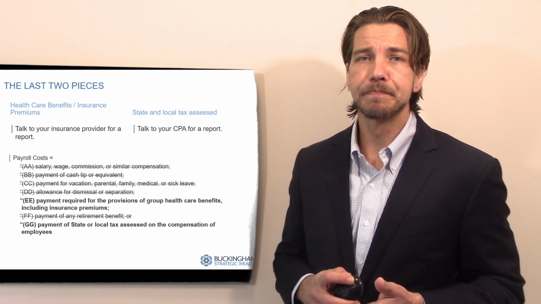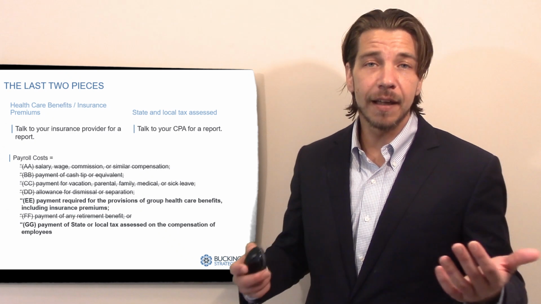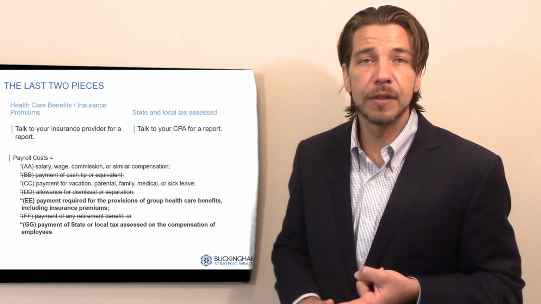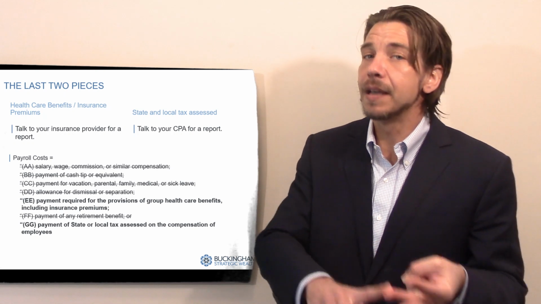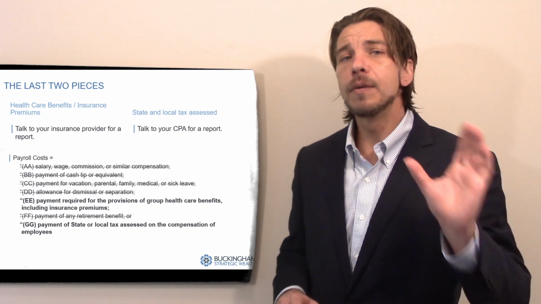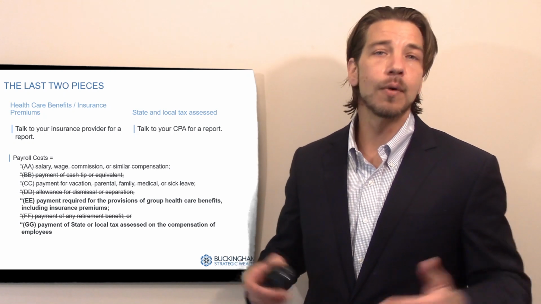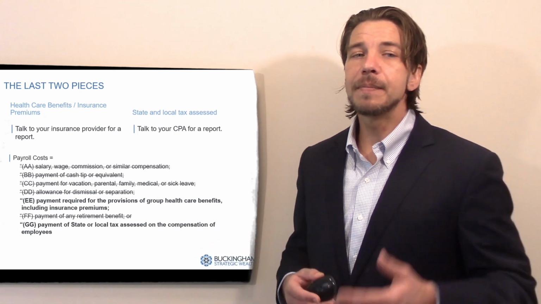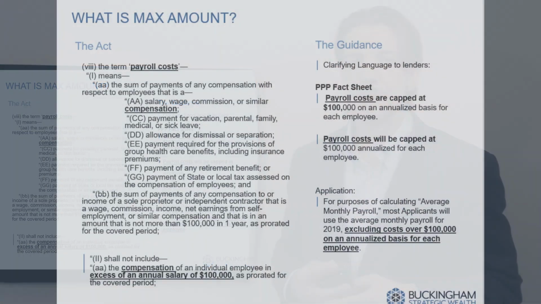Now there are 2 items that I don't have specific reporting examples for, and quite frankly it's because they're going to be based off of the individual decision by our practice owners in terms of what they want to do for healthcare reimbursement or insurance, and on that state and local tax assessed. So whomever you're using for employee healthcare benefits, they should have a 2019 report or number that they can give you to include. For that state and local tax assessment, your CPA should be able to get that information for you very quickly.